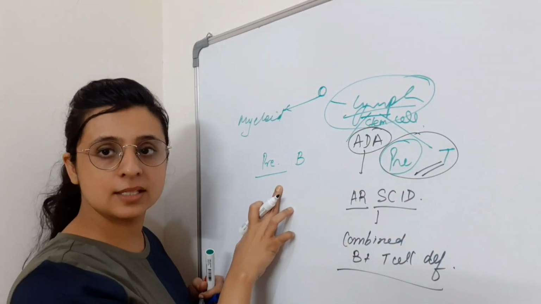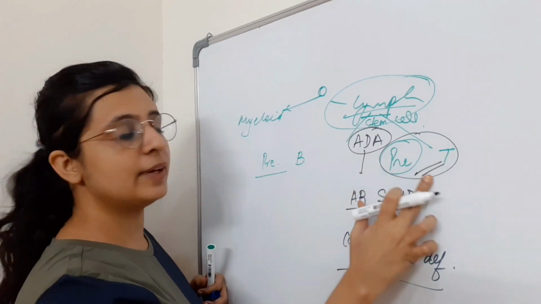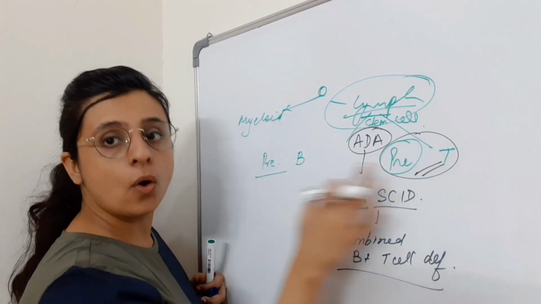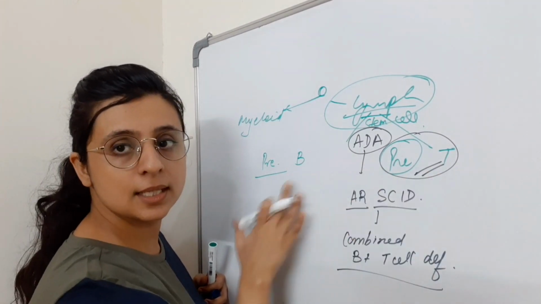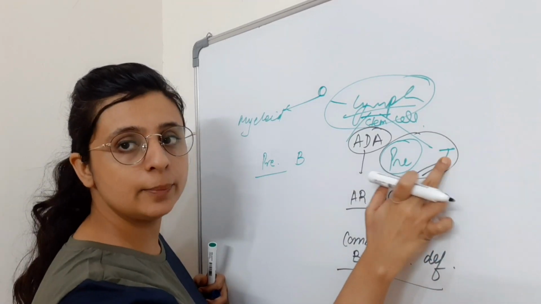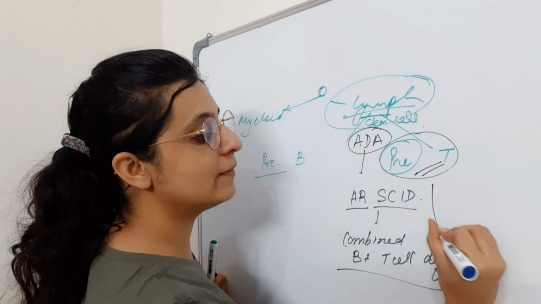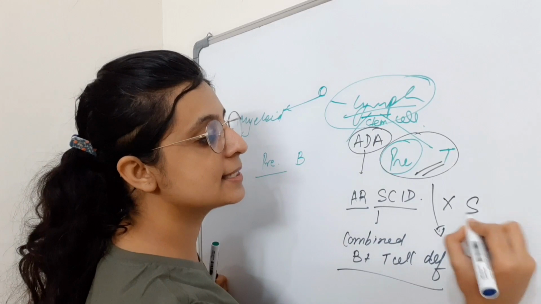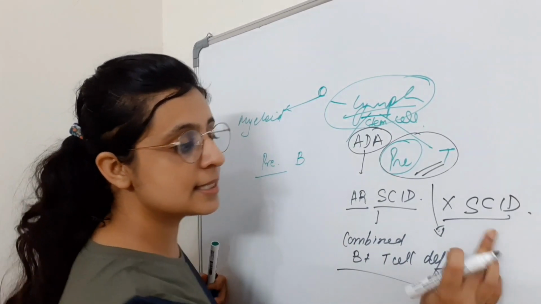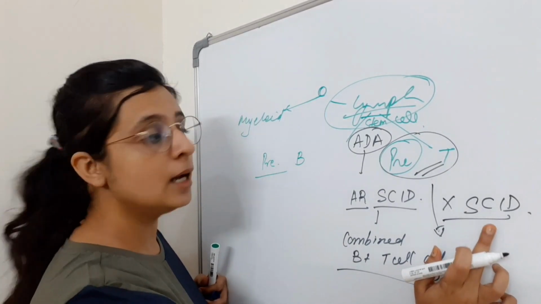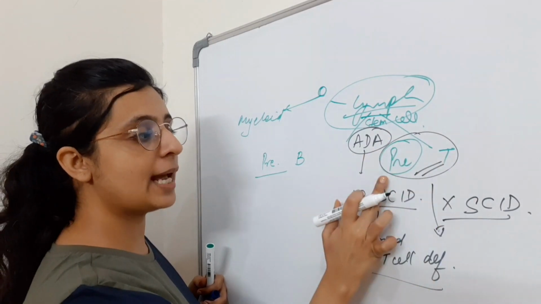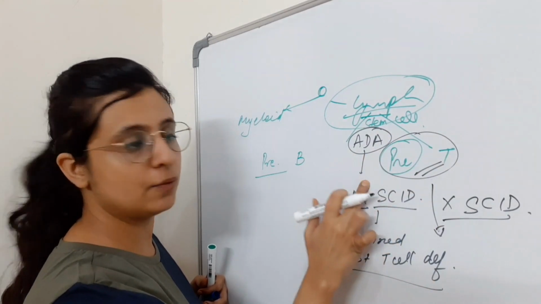Next, once this pre-T cell has been formed, the proliferation and development of these precursor T lymphocytes, mainly, also precursor B lymphocytes, any defect in this development or proliferation of these precursor lymphoid cells, mostly T precursor cells, leads to development of a disease called X-linked SCID. So what is SCID? SCID is the defect in the proliferation and development of precursor T lymphocytes.